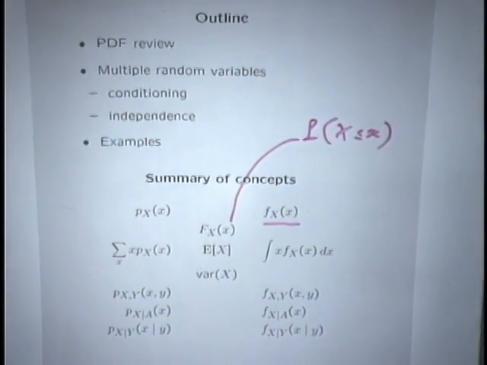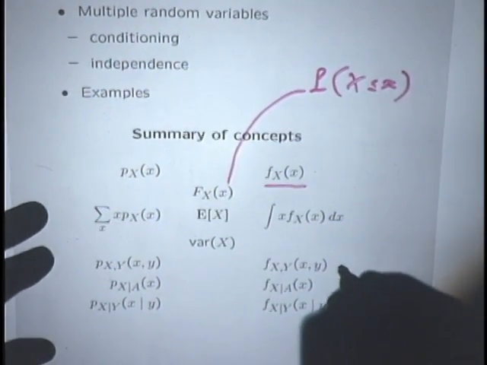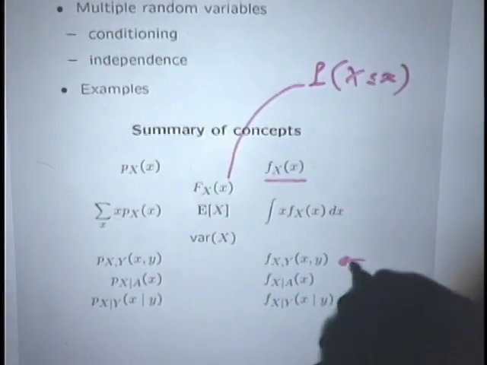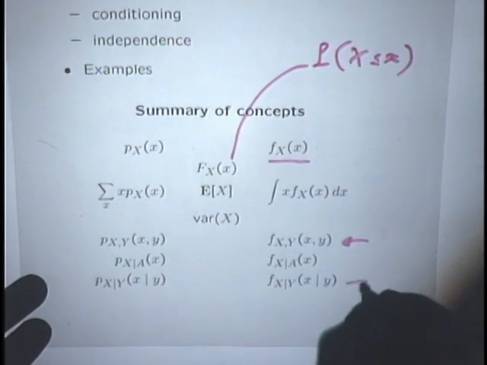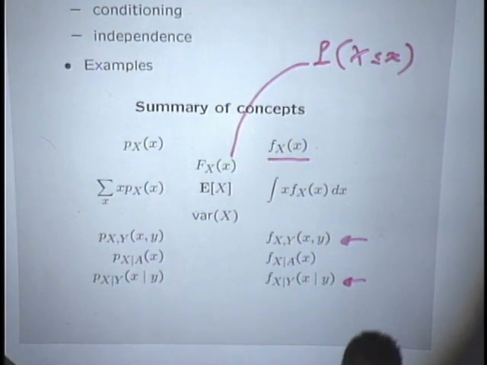Then the new pieces for today are going to be mostly the notion of a joint density function, which is how we describe the probability distribution of two random variables that are somehow related in general, and then the notion of a conditional density function that tells us the distribution of one random variable x when you're told the value of another random variable y.